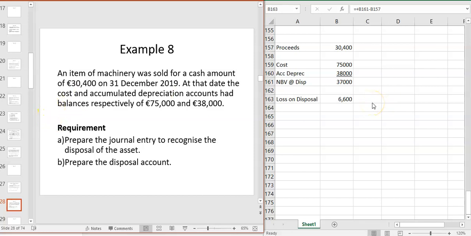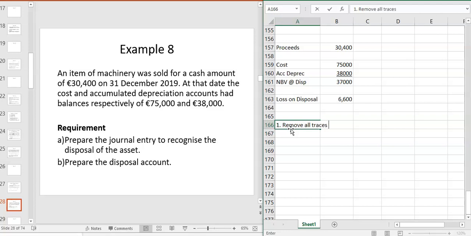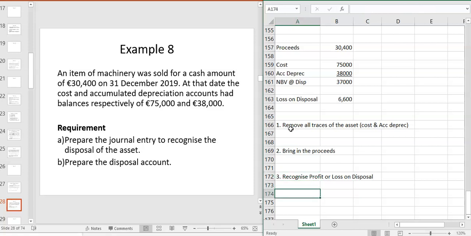So the way I always look at the debits and credits, if you look at the shorter method, is number one, remove all traces of the asset, which is the cost and accumulated depreciation. Number two, bring in the proceeds. And number three, recognize profit or loss on disposal. So there's always 3 steps in a basic disposal of property, plant and equipment.